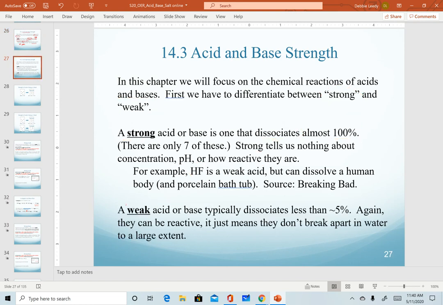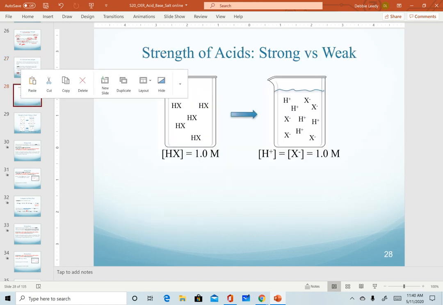When we are describing weak acids or bases, these typically dissociate about 5%. So for purposes of lecture, we'll see that when we do calculations of percent dissociation, it's about 5. Again, these can range in the real world anywhere higher or lower than that. And again, weak acids and bases can be very reactive and dangerous. They just don't dissociate in water to a great degree.